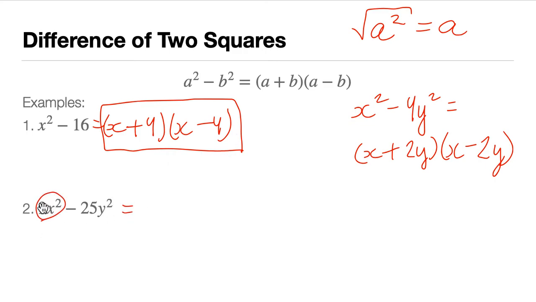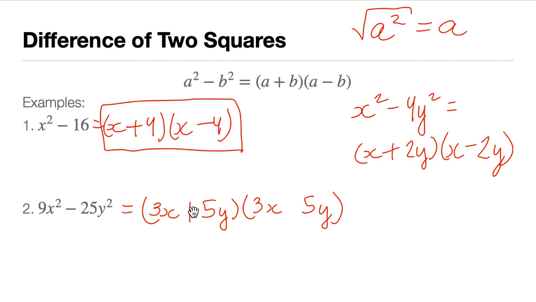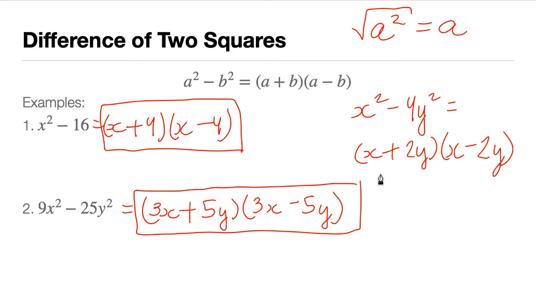For the next one, 9x squared is a perfect square. Yes, the square root of 9 is 3. 25y squared is also a perfect square. The square root of 25 is 5, and we have a minus sign in between them, which makes it perfect. So the square root of 9x squared is 3x, and the square root of 25y squared is 5y. Open parenthesis, 3x and 5y, and then put a plus sign here and a minus sign here, and this is our answer. So pretty much that's the difference of two squares.